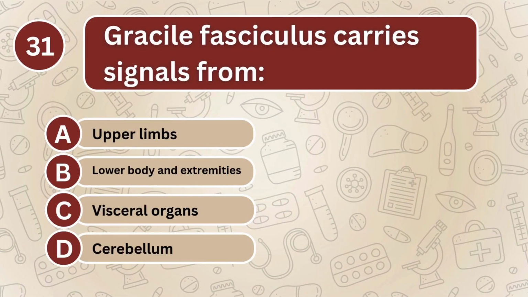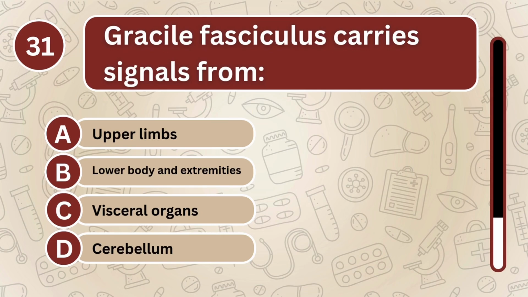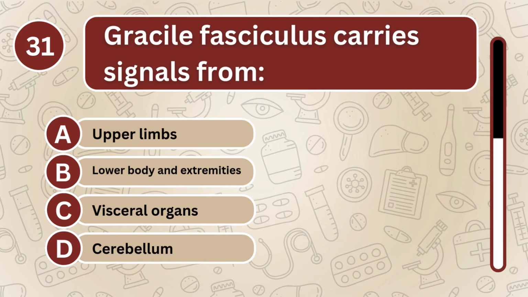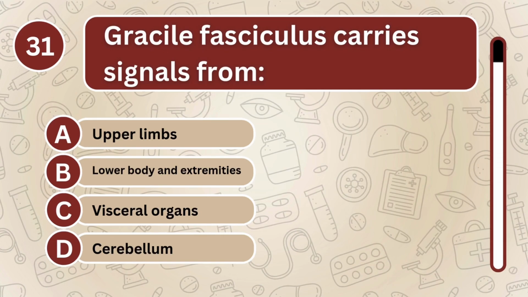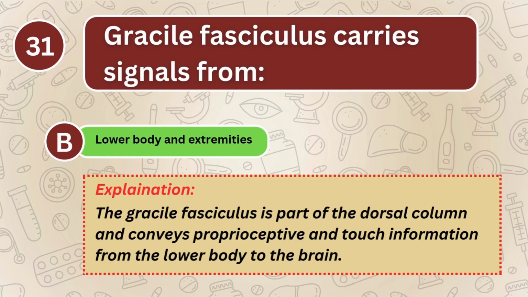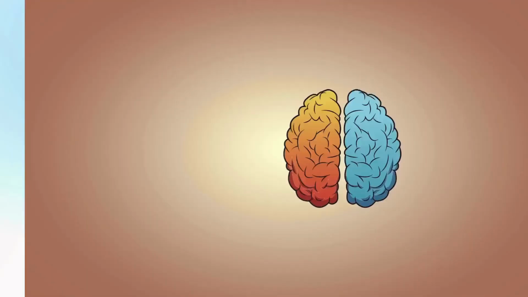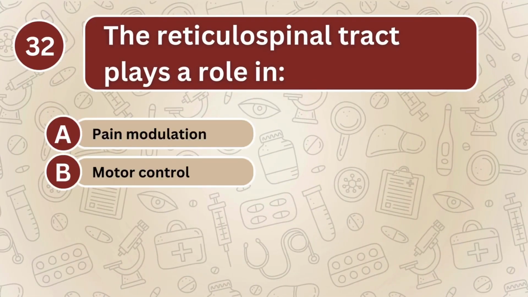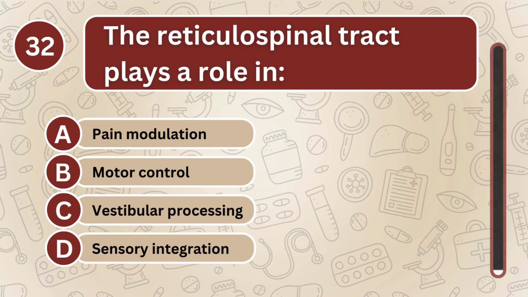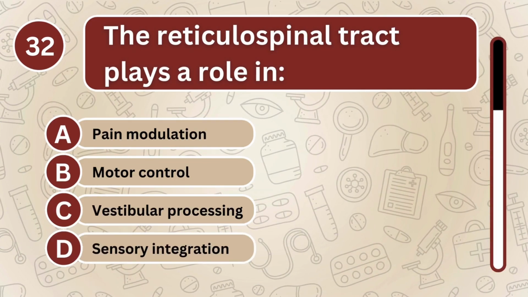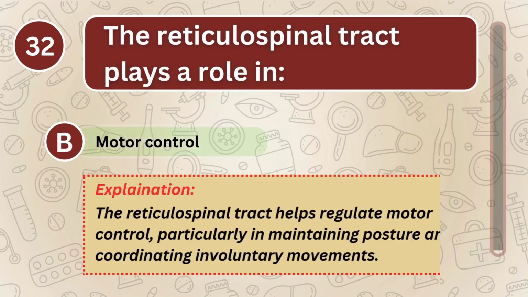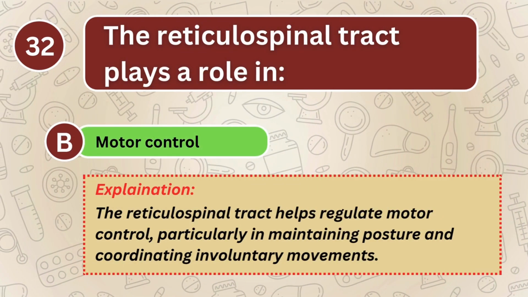Gracile fasciculus carries signals from... Correct answer is B. Lower body and its extremities. The reticulospinal tract plays a role in... It's B. Motor control.